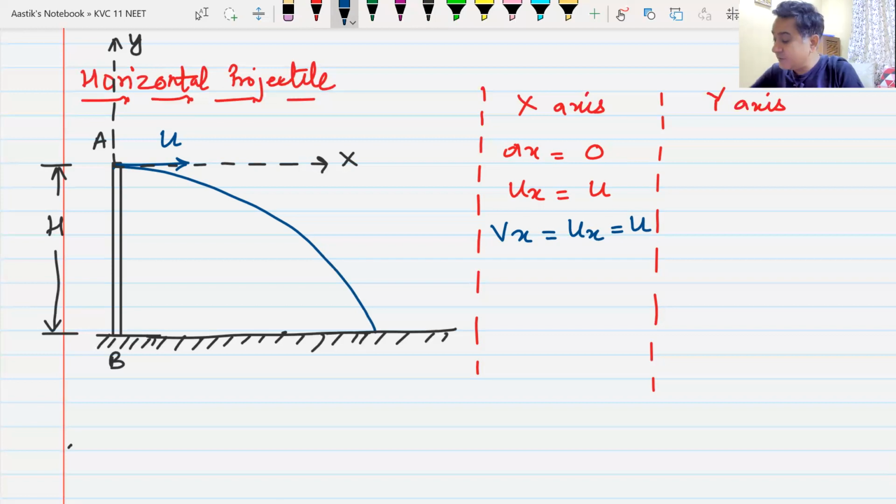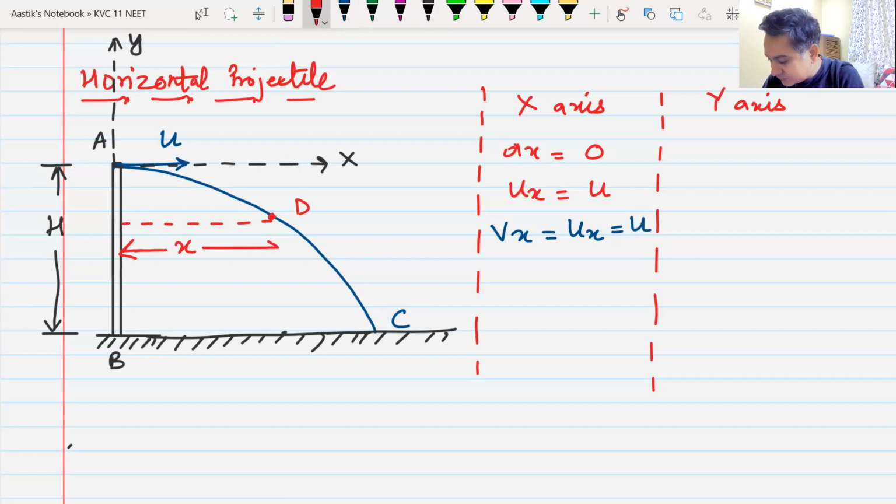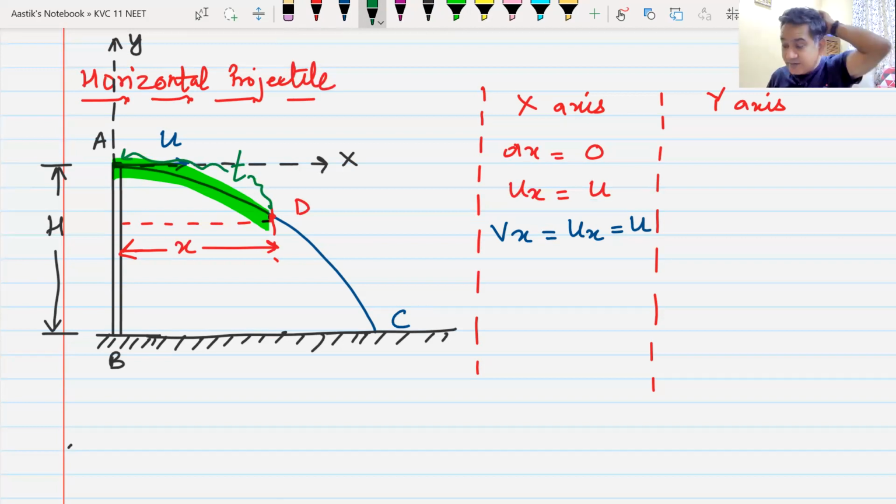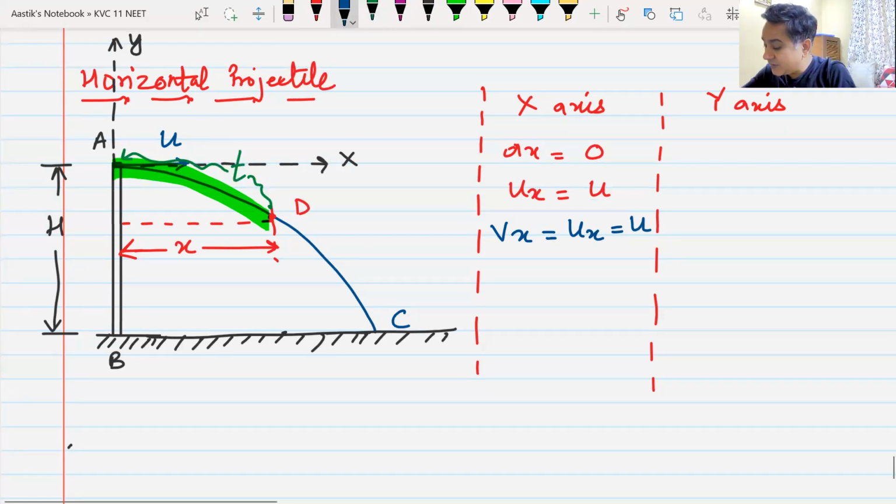Then if someone tells me at some point, let us say this point, this is A, B, let me call this C, let me call this D. It would have moved a certain distance along x-axis. Let us say this is the distance x. How do I find this distance x? It will take some time. The time it takes is t. So how do I find the value of x? This x will be ux into t, so it will simply become u into t.